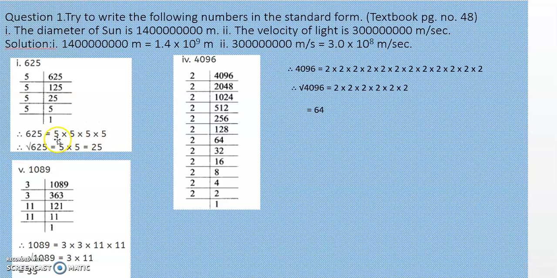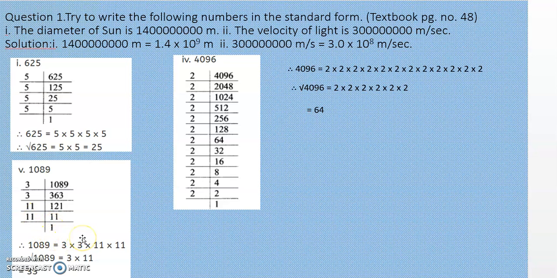Then under root means make pairs of these numbers. This is one pair and this is the other pair. So from this one pair, one 5 will come out, and from the other pair, one 5 will come out. Similarly for this, 3 363s are 1089. Then 3 121s are 363. Then 11 11s are 121 and 11 1s are 11.